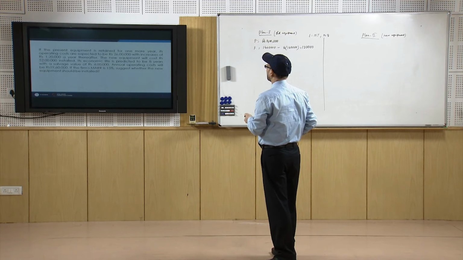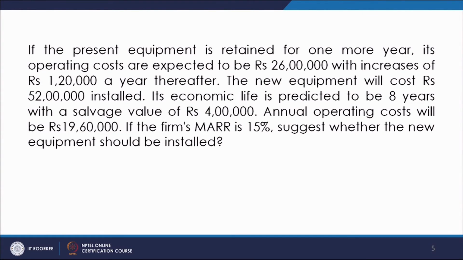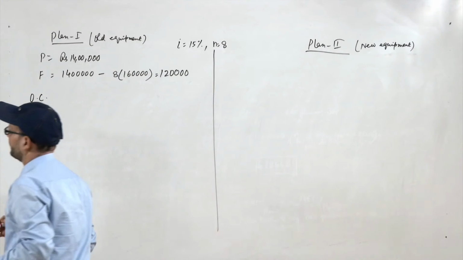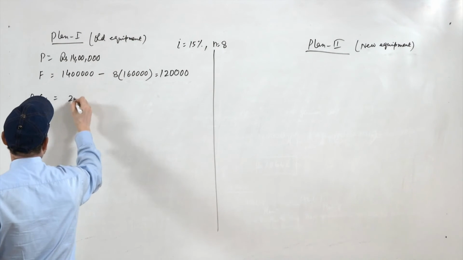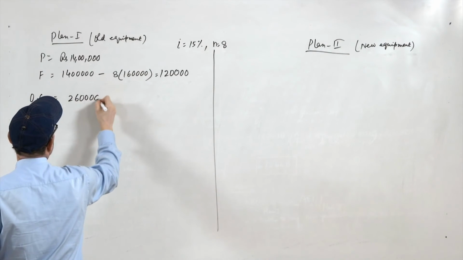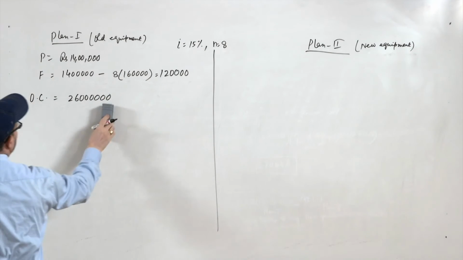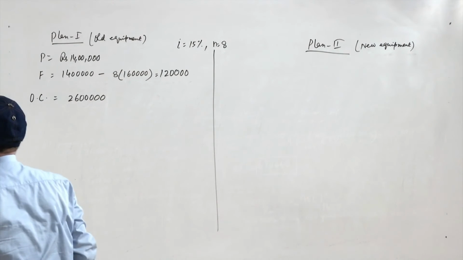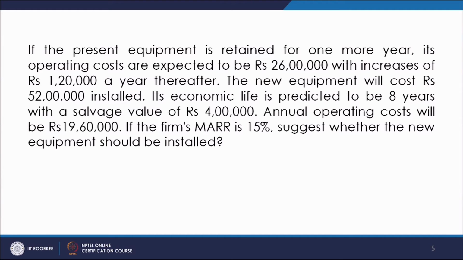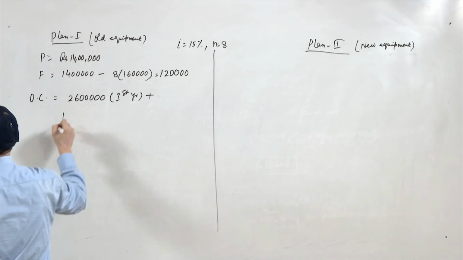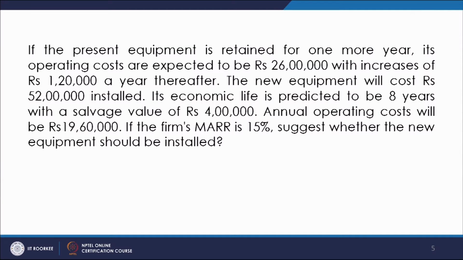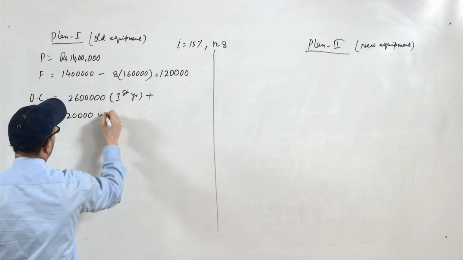So, after 8 years the salvage value of this machine will be 1,20,000. Now, if it is retained for one more year, its operating cost is 26 lakh in the first year, plus 1 lakh 20,000 increase every year.